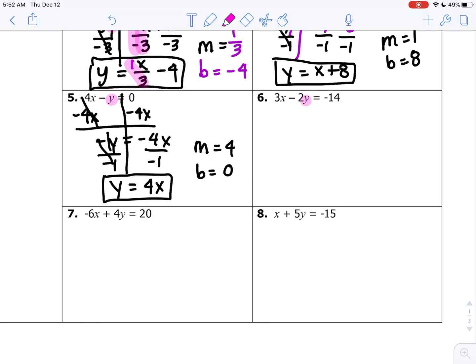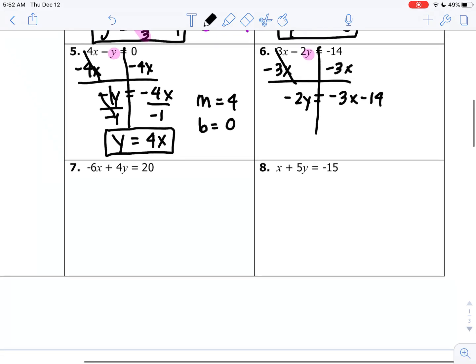Okay, number 6. We're trying to get that y by itself. So the first step is subtract 3x. And that cancels out, so we have negative 2y equals, and we're going to put the x term first. So negative 3x minus 14. And then we're going to divide by negative 2 to each piece.